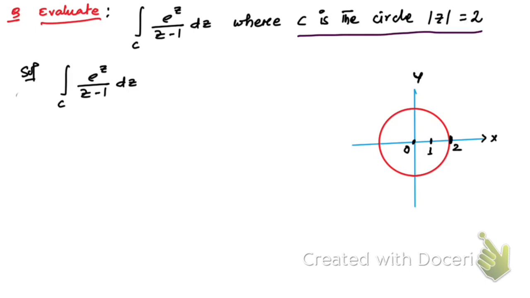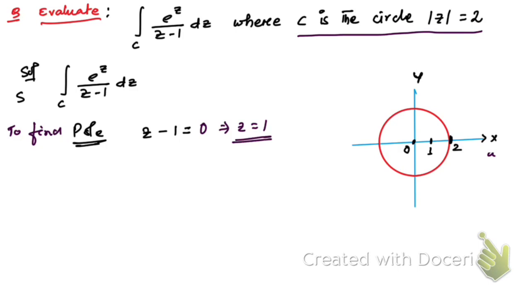Now let's find the pole of the integrand. How to find a pole? Just equate the denominator to zero. To find the pole, z minus a equal to 0, so z is equal to 1. So this is the pole. What is a pole? We have already discussed it in the previous lectures, so watch those and you will know what a pole is.